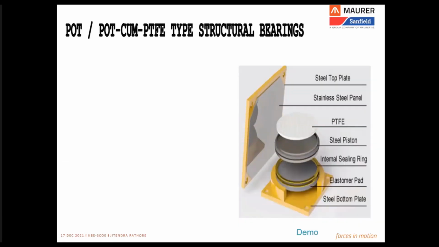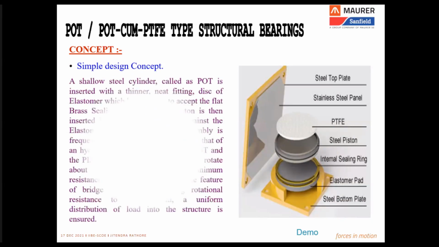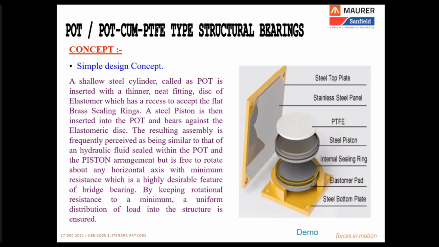Next, in the types of the bearings are the pot PTFE, and I must say these have been the most widely used bearings in our country. The code on these bearings, IRC 83 Part 3, came into practice first in the year 2002, and now I think in the year 2018 we have a full-scale revision of this code, and we have changed it to the limit state concept of design.